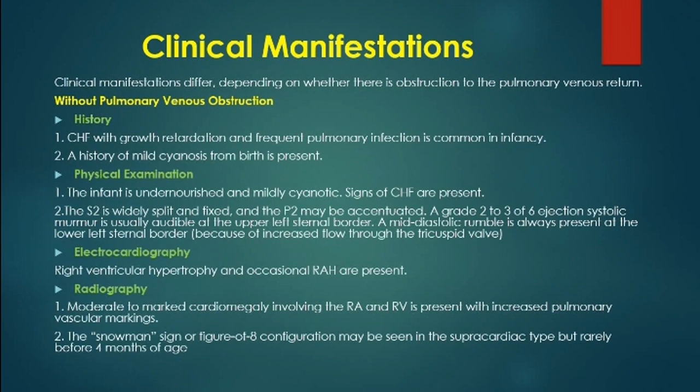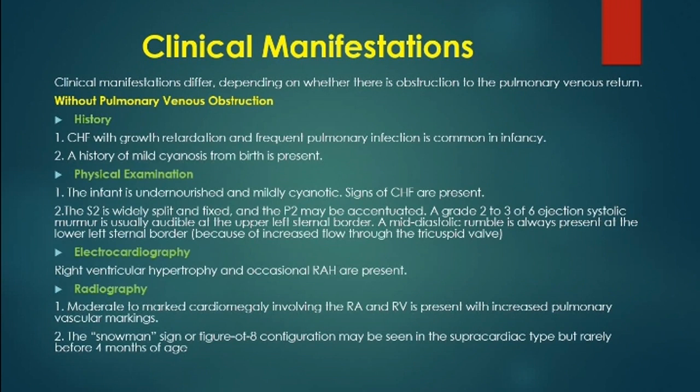By local cardiac examination, there is widely split second sound. The second sound may be accentuated because of pulmonary hypertension. There is grade 2 to 3 ejection systolic murmur due to pulmonary overflow. There is mid-diastolic rumbling murmur over the tricuspid area due to increased flow across the tricuspid valve.